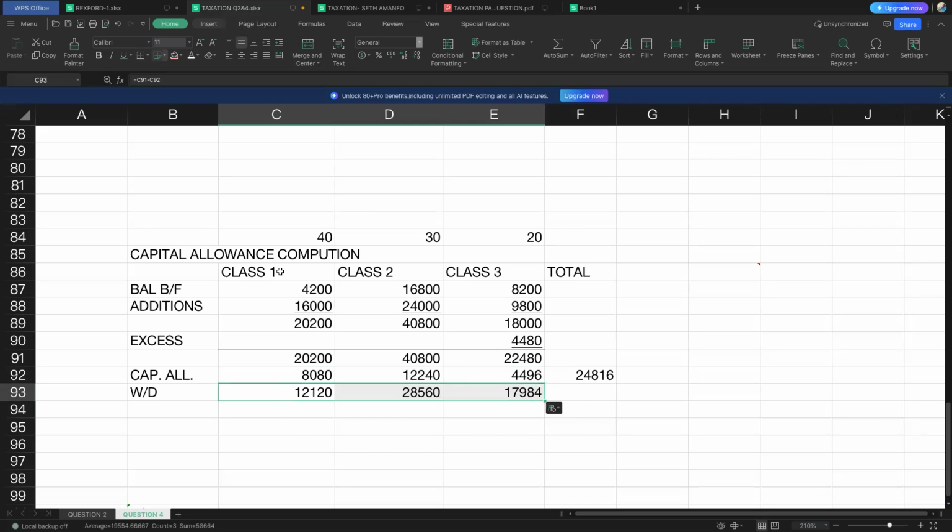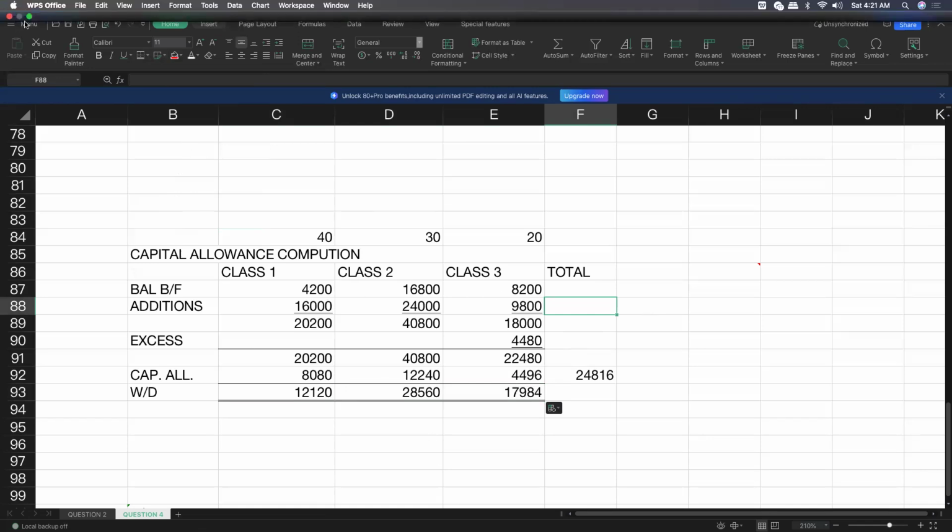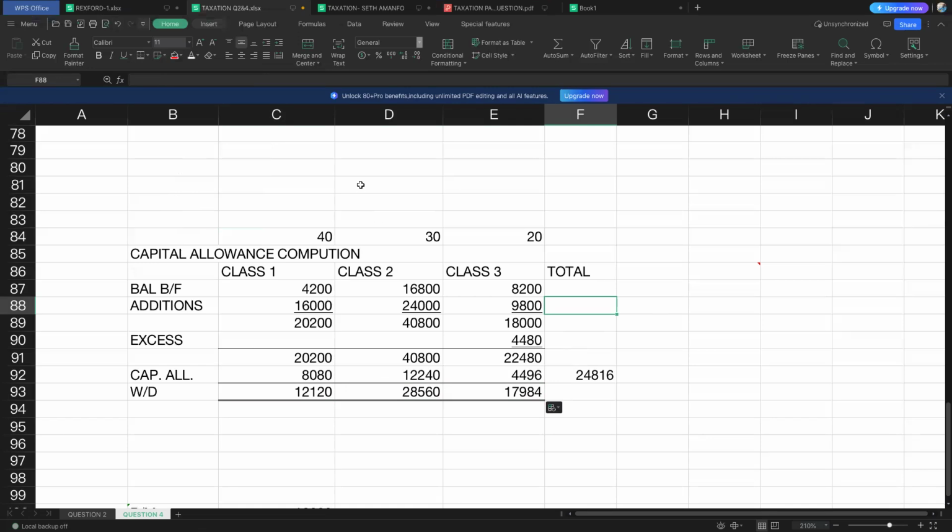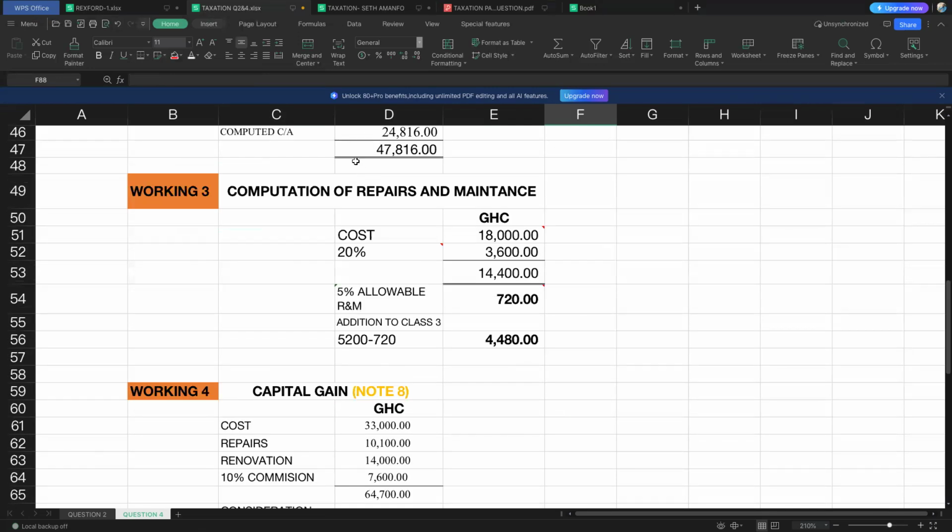So this is the written down value. Okay, so let's see the capital allowance we send. I'm coming.